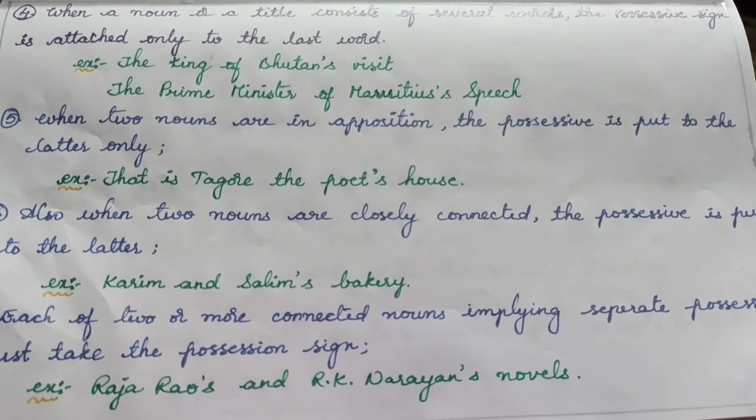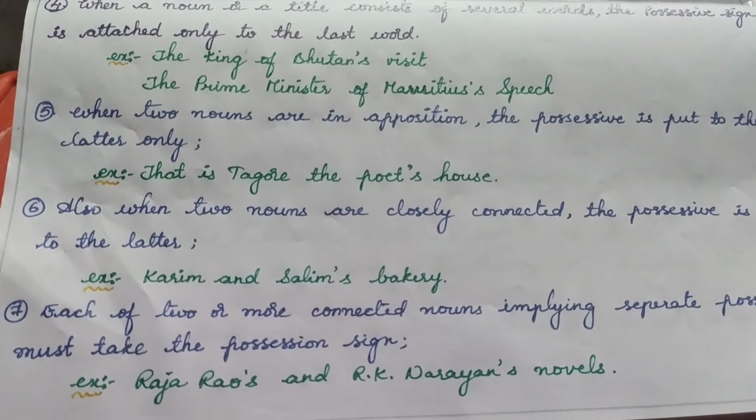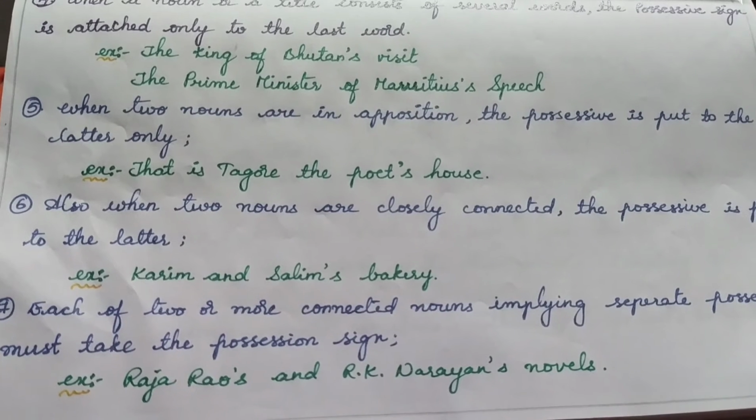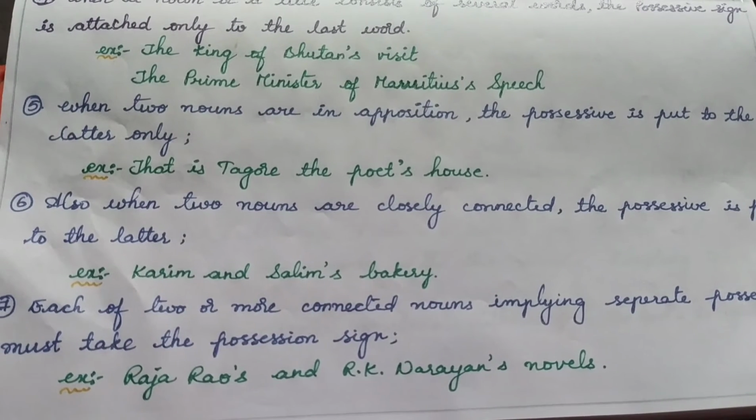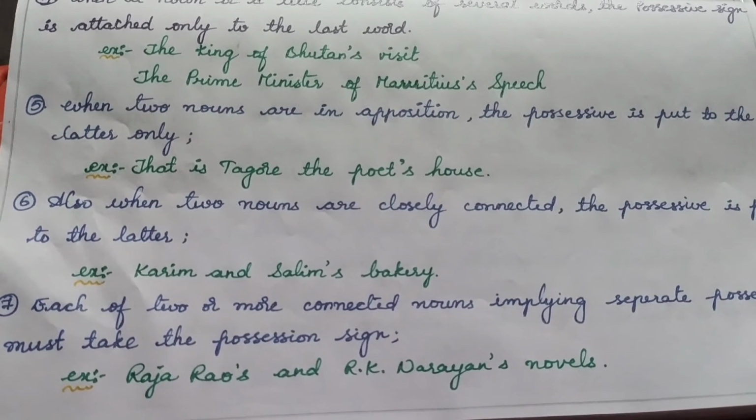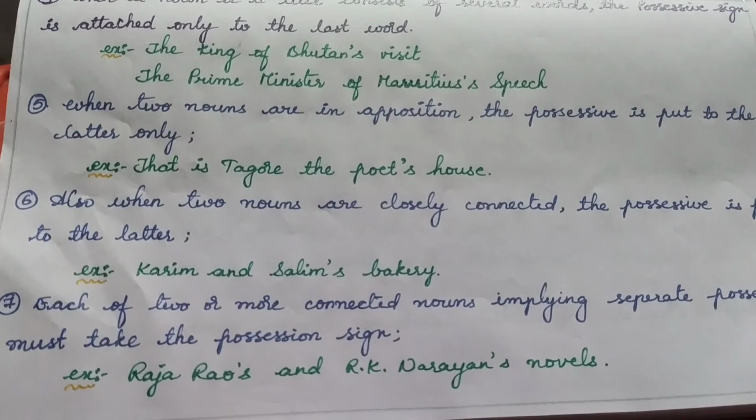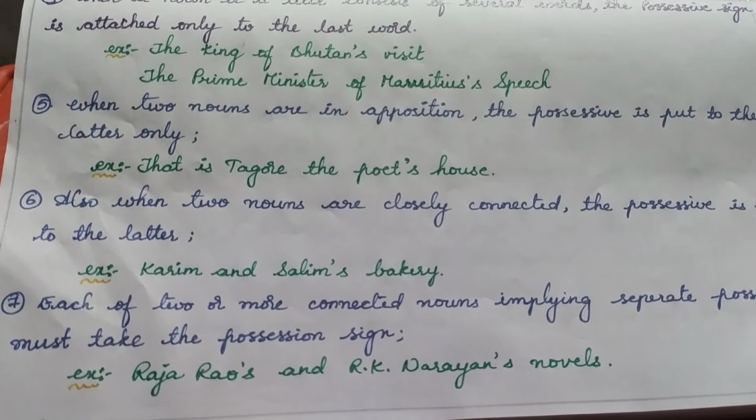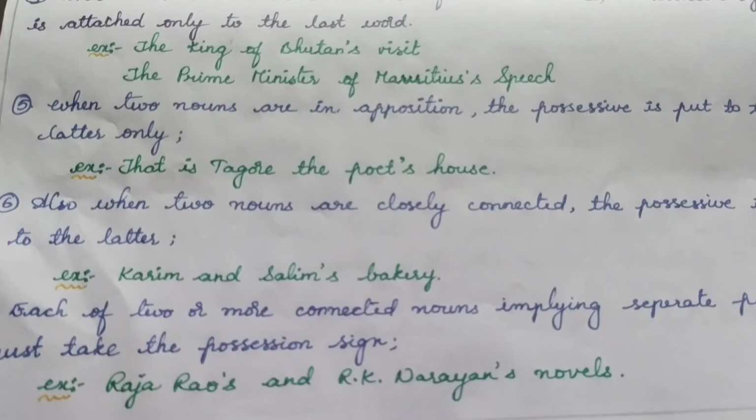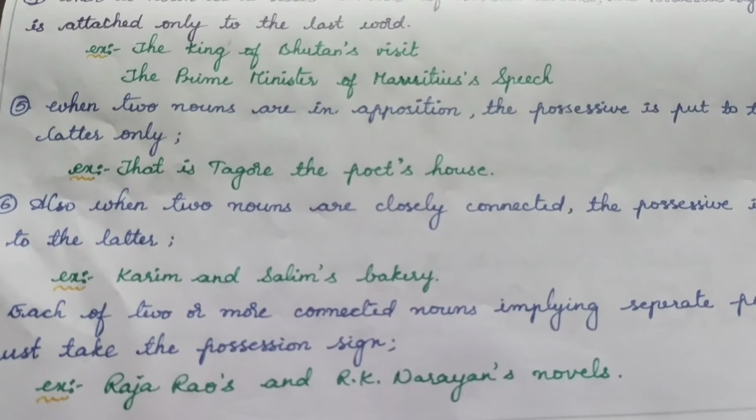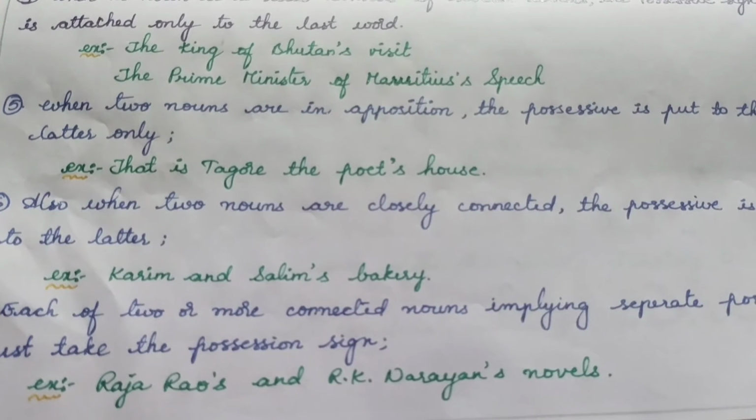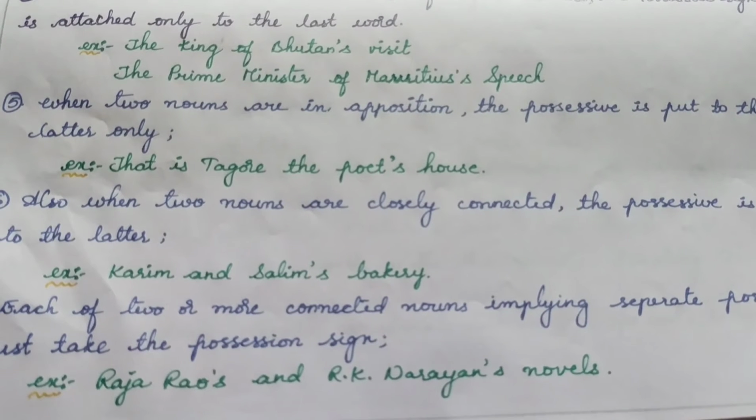The fifth one, when two nouns are in opposition, the possessive is put to the latter only. So here opposition means if the subject and object remain the same. In such cases, the possessive should be given for the latter one only. For example, Tagore, the poet's house. So Tagore is our subject and poet is our object. Both are the same. In such cases, we should give the possessive apostrophe s for the latter one.